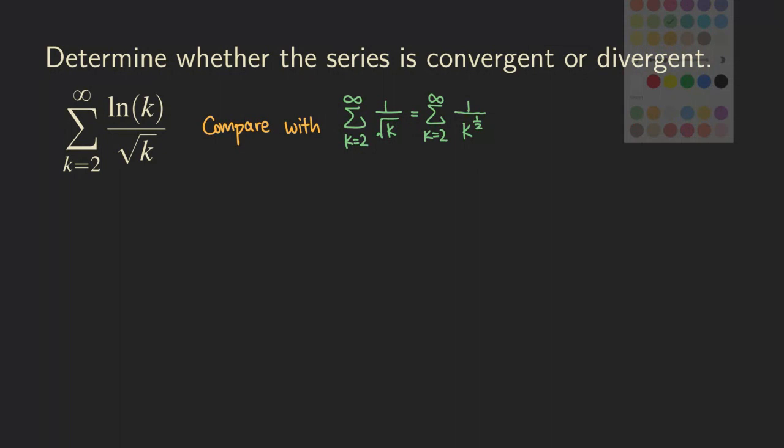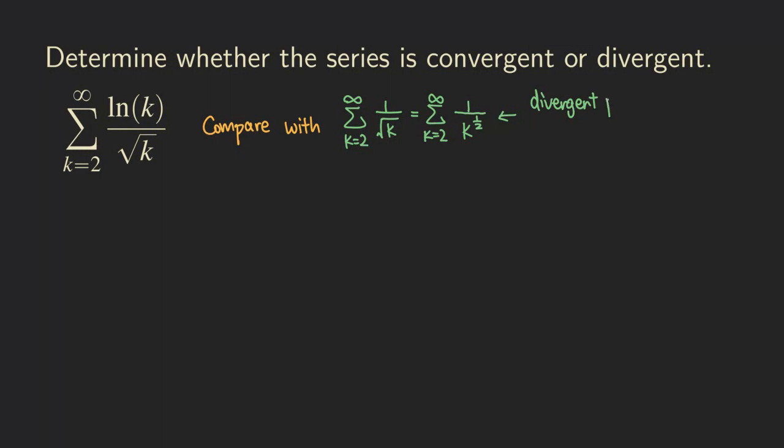So this series right here is a divergent P series because P is equal to 1 half, which is less than 1.